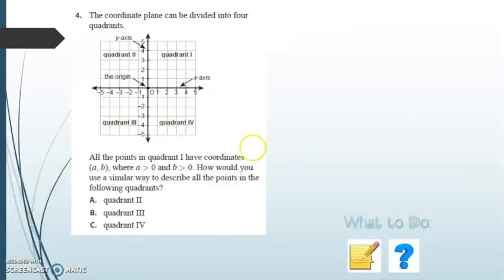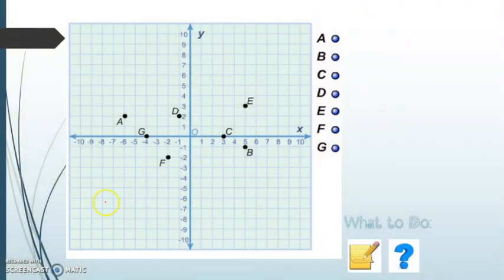Let's look at a coordinate plane. Remember that coordinate planes are divided into 4 quadrants. We have quadrant 1 in the top right corner, and then it goes counterclockwise around: quadrant 2, quadrant 3, and quadrant 4. Okay, let's review how to name the coordinates for some of these points on the coordinate plane.